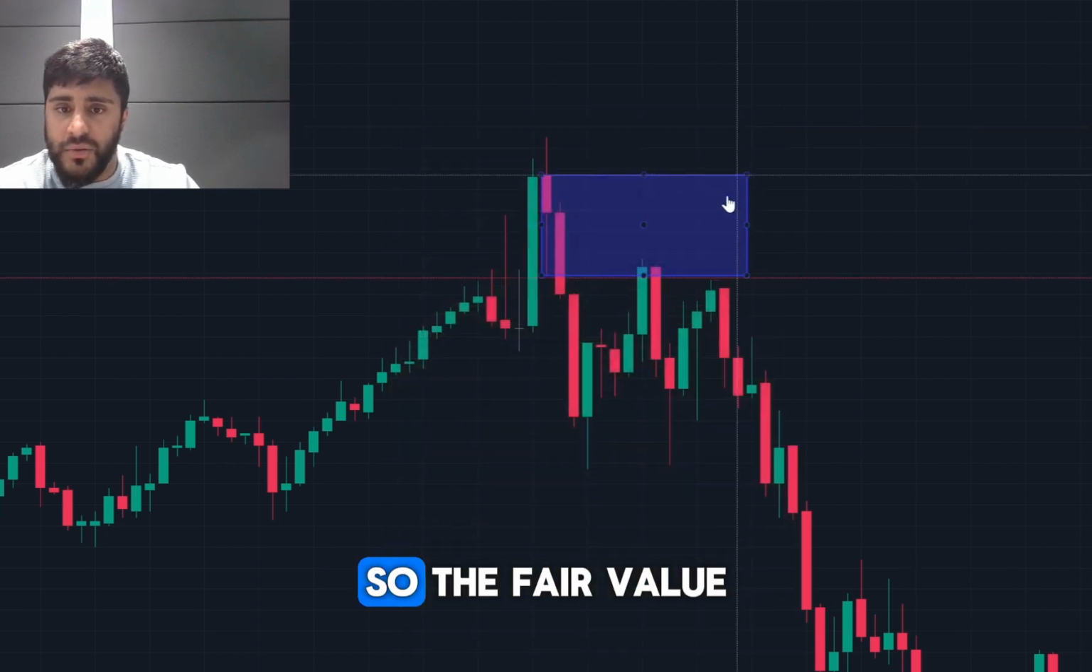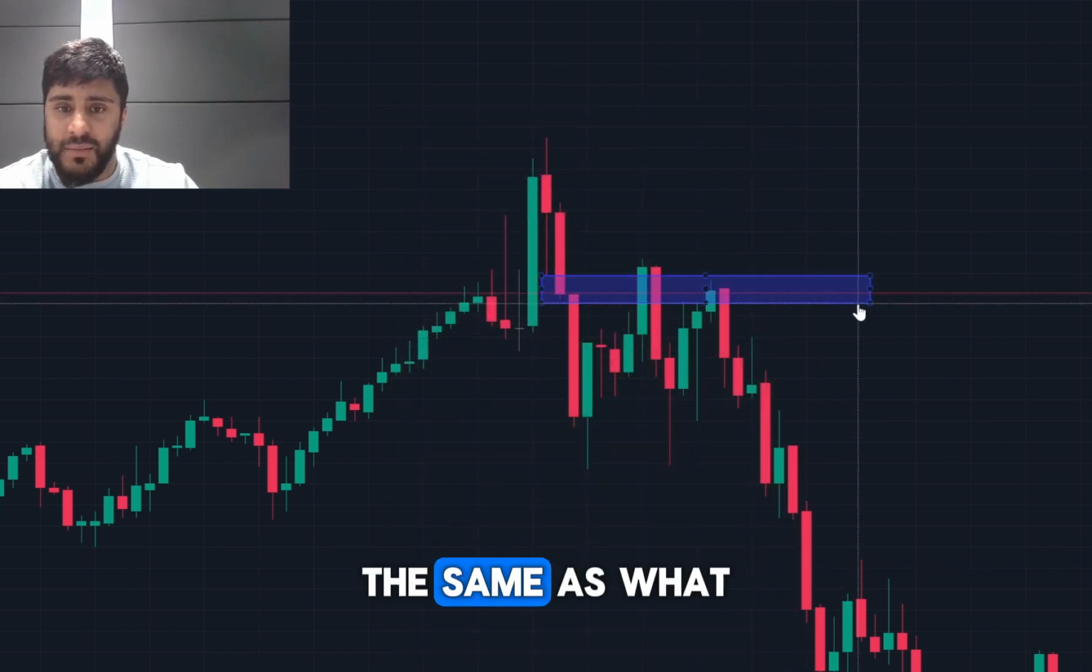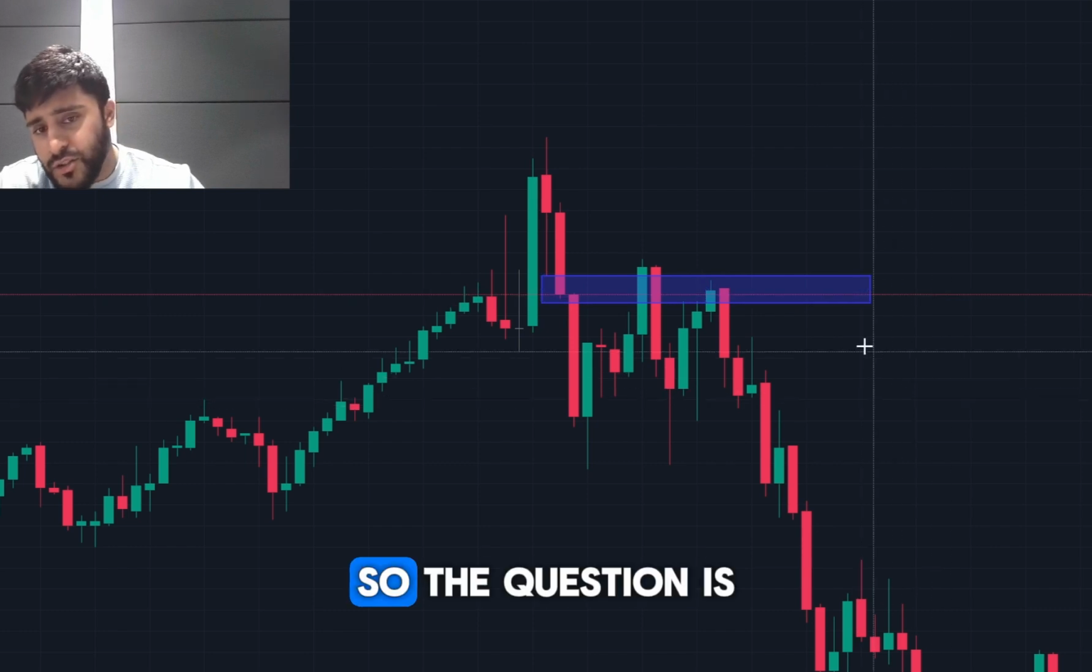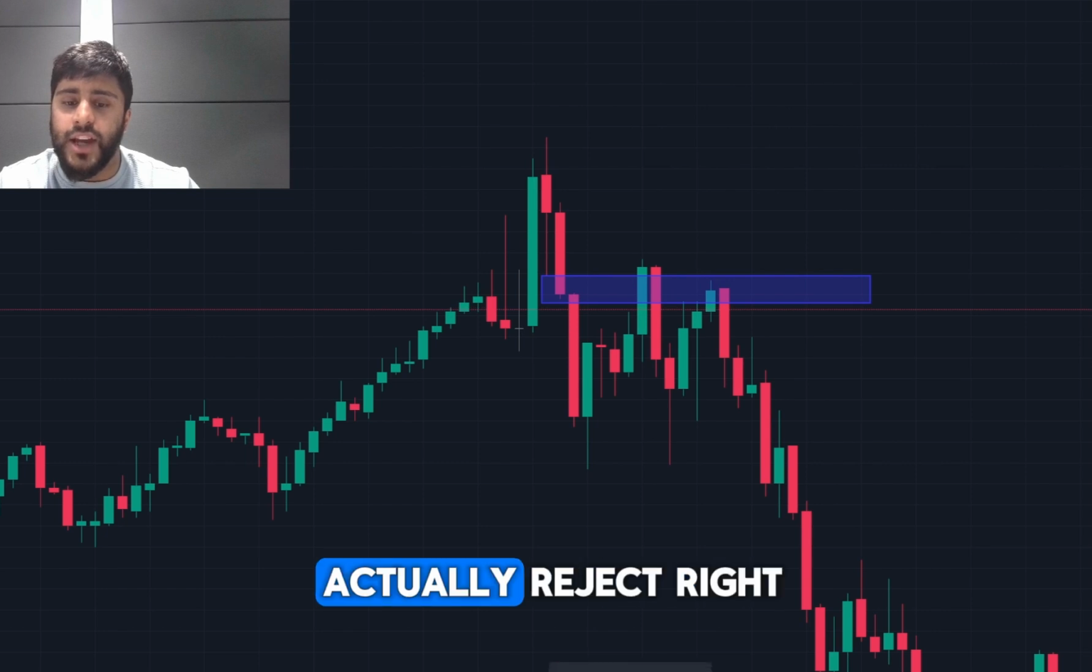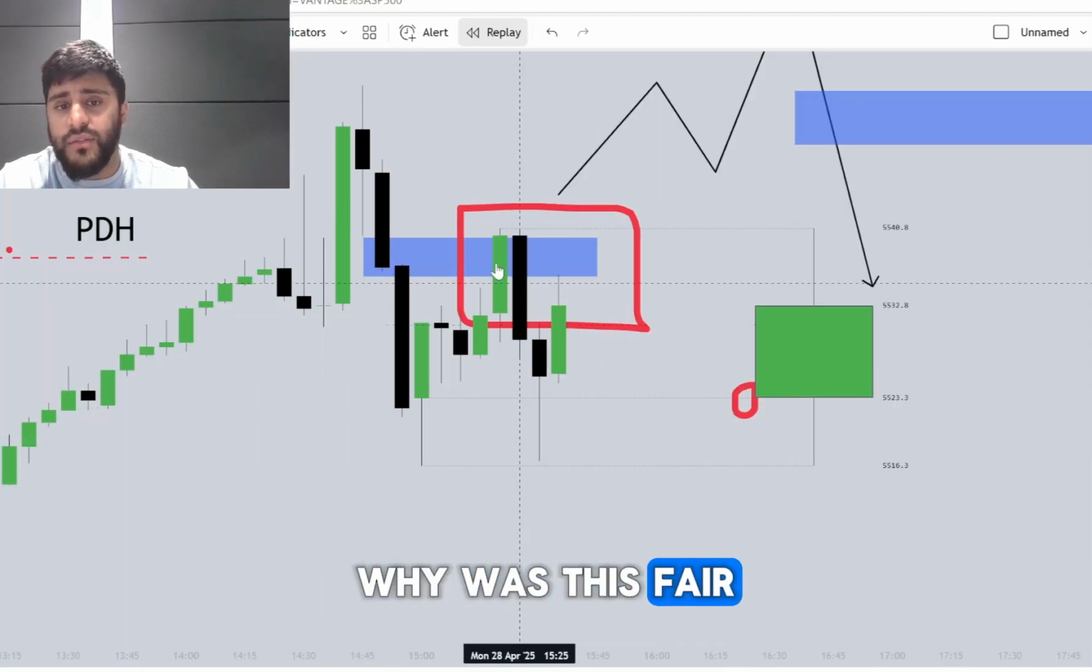So once you have the delta in place, your job is to simply mark out the fair value gap, right? So the fair value gap is exactly the same as what you saw in the charts earlier. So the question is, why did we get the rejection off here? Why did the market actually reject, right? Why was this fair value gap valid?